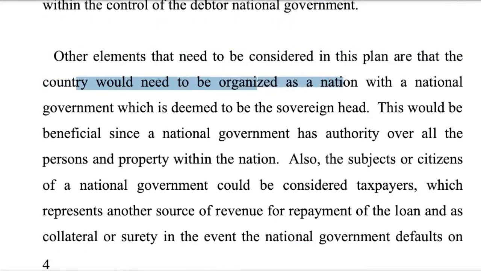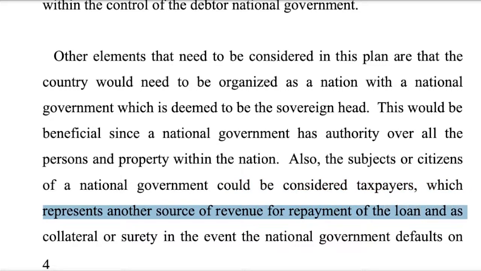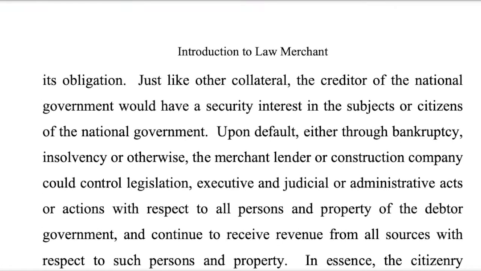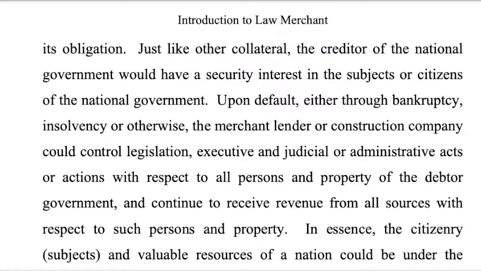Other elements that need to be considered in this plan are that the country would need to be organized as a nation with a national government, which is deemed to be the sovereign head. This would be beneficial since the national government has authority over all the persons and property within the nation. Also, the subjects or citizens of a national government could be considered taxpayers, which represents another source of revenue for the repayment of the loan and as a collateral or surety in the event the national government defaults on its obligation. Just like other collateral, the creditor of the national government would have a security interest in the subjects or citizens of the national government.